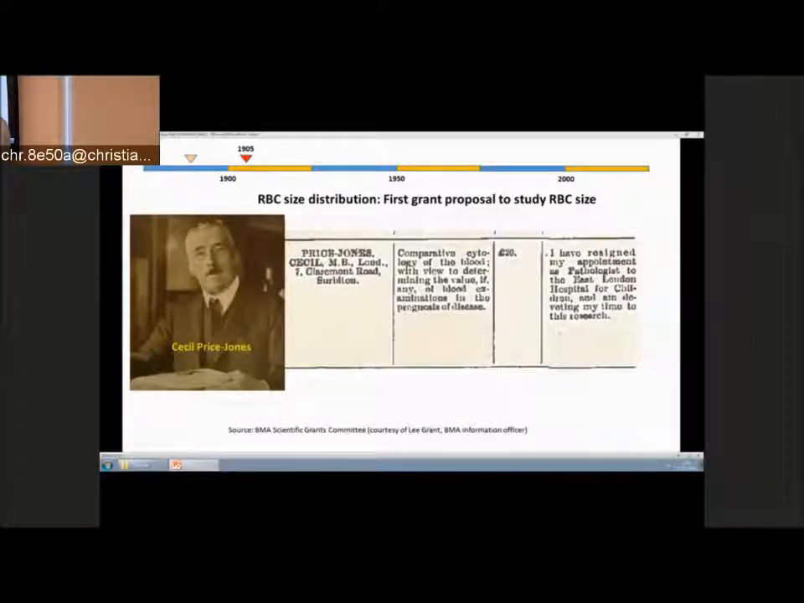He asks for 20 pounds sterling. It's like $1,000 now. And this is his grant application. They were a little different than they are now. It says, comparative psychology of the blood with a view to determining the value, if any, of blood examinations in the prognosis of disease, which is basically what this talk is about today.